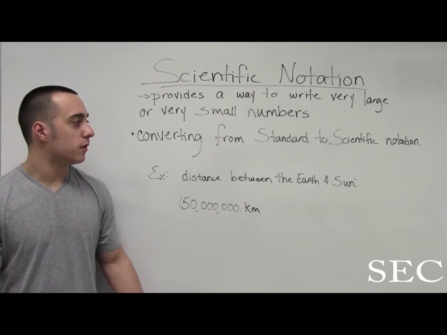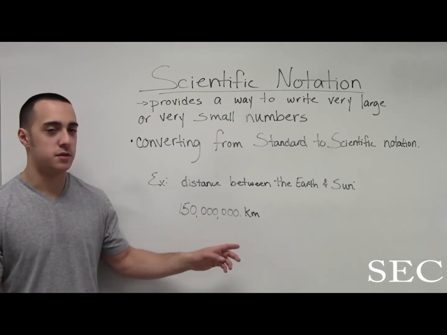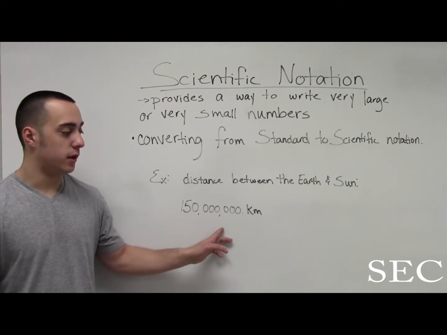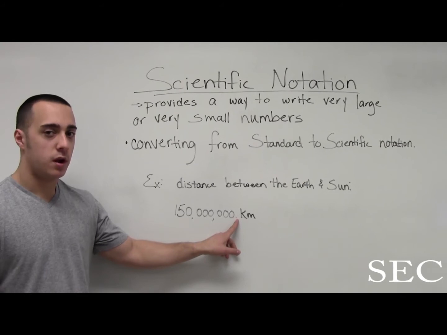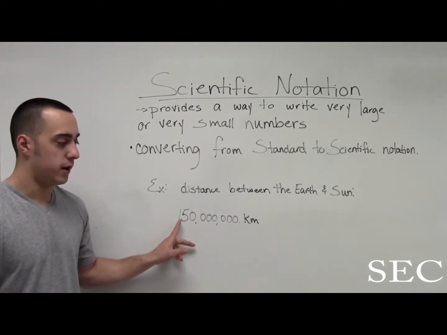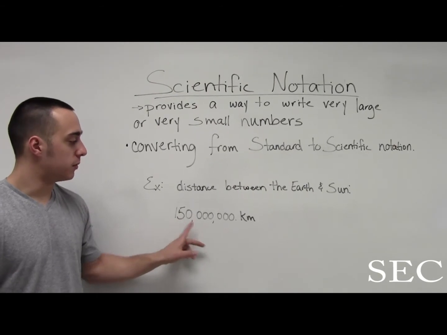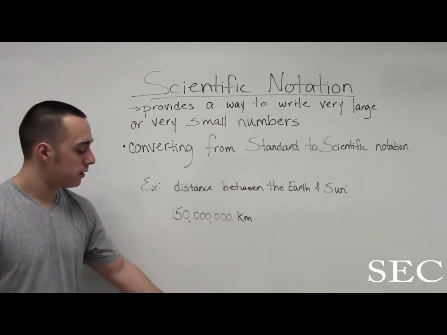We're going to start by converting from standard to scientific notation. Our first example would be the distance between the Earth and the Sun, which is 150 million kilometers. We begin by assuming that the decimal point is at the end of the number, and then we're going to move it between the first two non-zero numbers, which are the 1 and the 5. After moving the decimal place, we're going to count how many places from the original point to its new point.